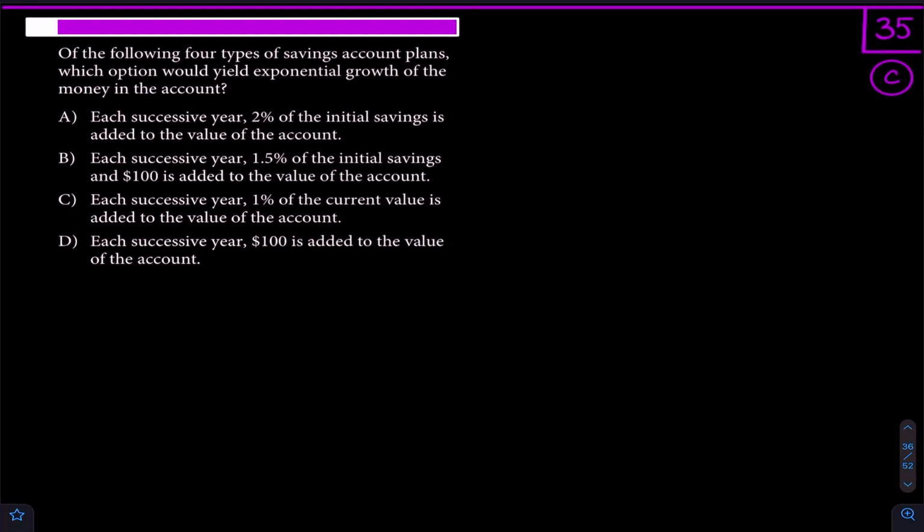This problem says, of the following 4 types of savings account plans, which option would yield exponential growth of the money in the account? So this problem's asking which of these guys is demonstrating exponential growth. So I think a good place to start for this problem would be, well, okay, what's exponential growth? We probably should talk about that first.